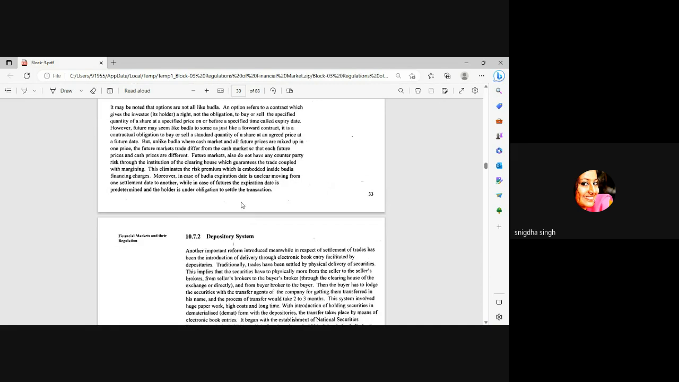So mostly, it is of more interest to exporters and importers. Under forwards and futures, I'm not going to explain one by one, but what they do is lock up the rate at which they can exchange the national currency with some particular foreign currency.